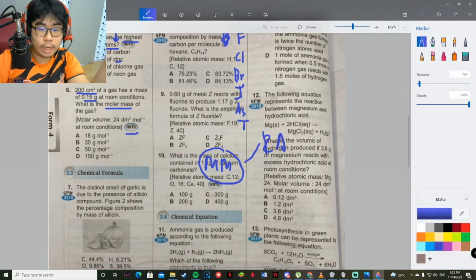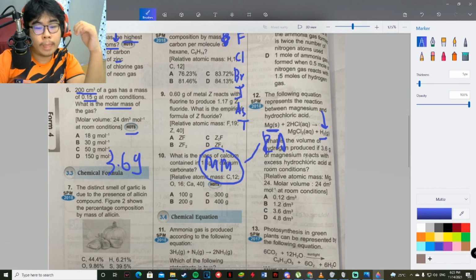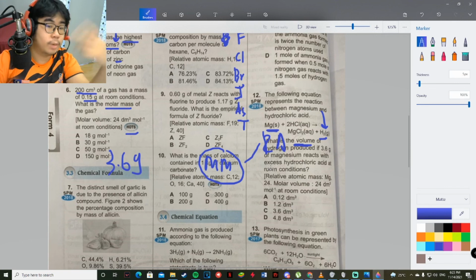It's given the equation there. It's looking for hydrogen gas, and it gives you magnesium as the reactant. So it gives you magnesium, and you want to calculate for H2. It's 1 to 1 mole, to be easy. Magnesium is giving you 3.6 gram, and it's looking for the volume of H2. So 3.6 divided by its molecular mass, you will find the number of moles. The number of moles of magnesium is the number of moles of H2 because it's 1 to 1. Then you just times 24 to find the volume of H2.